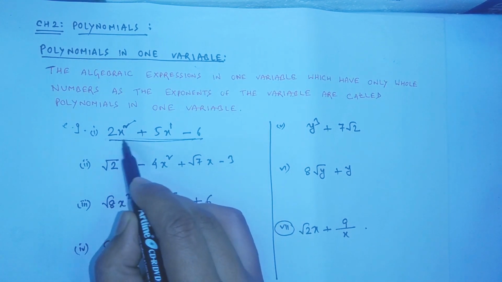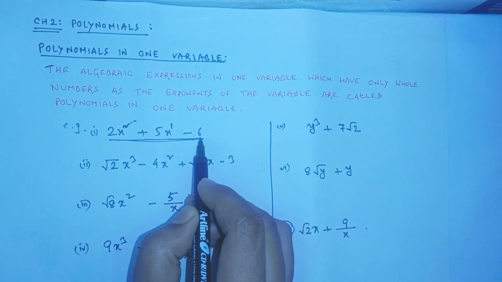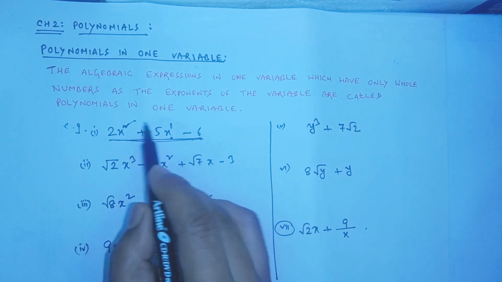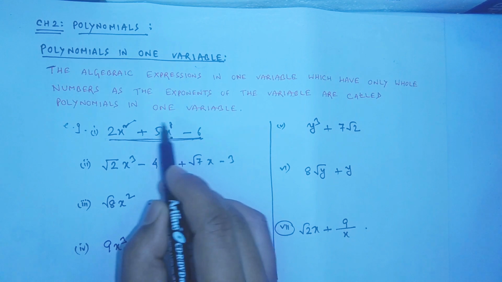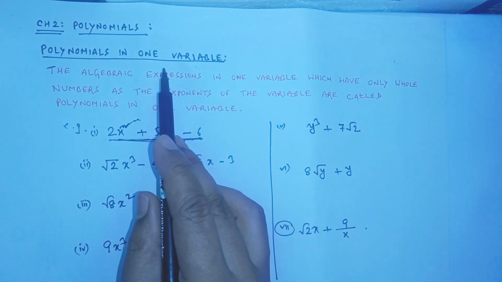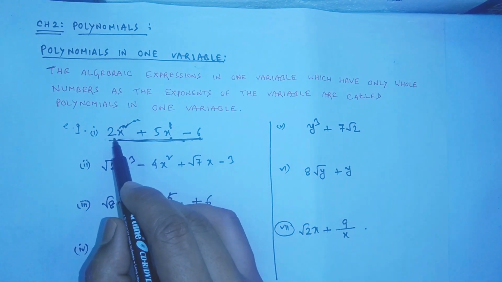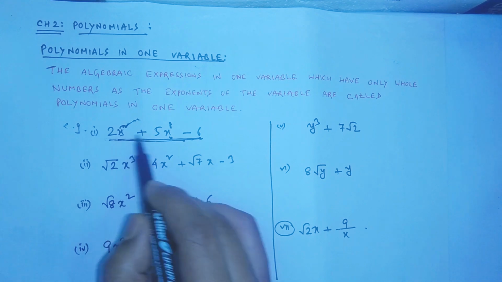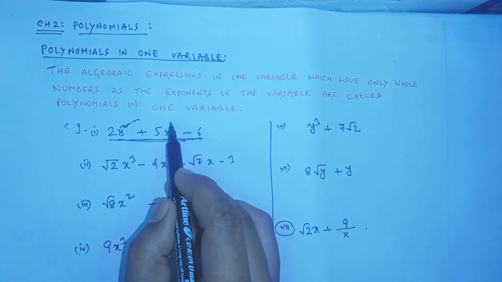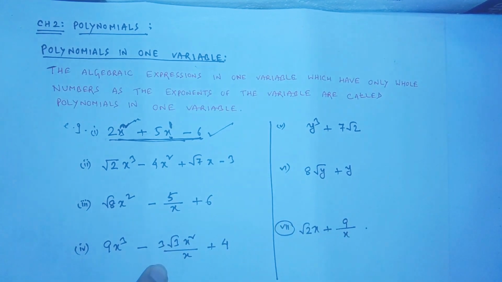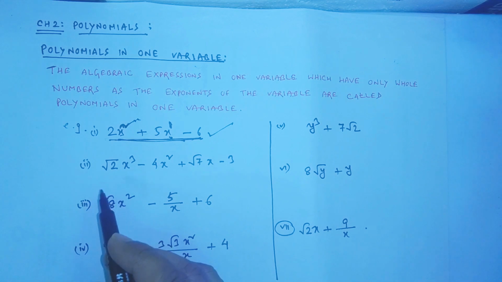Since this algebraic expression is in one variable, and the variable x has only the whole numbers 1 and 2 as exponents, it is satisfying the condition of a polynomial. It has one variable and the variable x has only whole numbers in the exponent, so it is a polynomial.